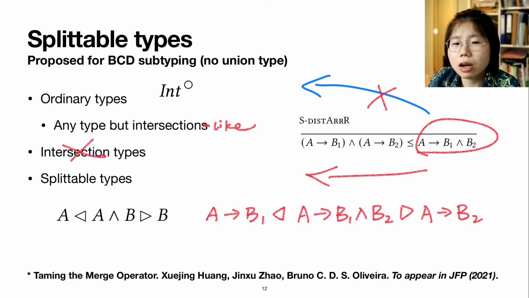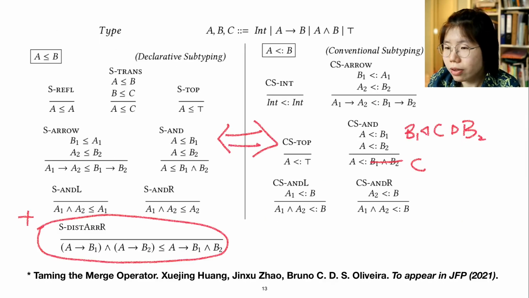So the idea of splittable types is to redraw the boundary between them and divide such function types into the same group as intersection types. Every splittable type can be split into two parts and it behaves like an intersection of the two parts. Via this approach, the BCD problem is solved by revising the conventional formulation a little bit, just generalizing the rule of intersection type to splittable type.